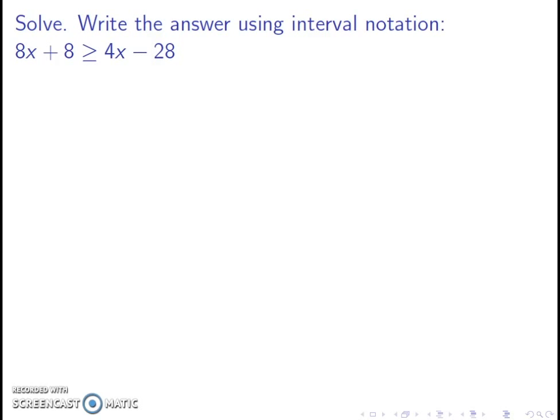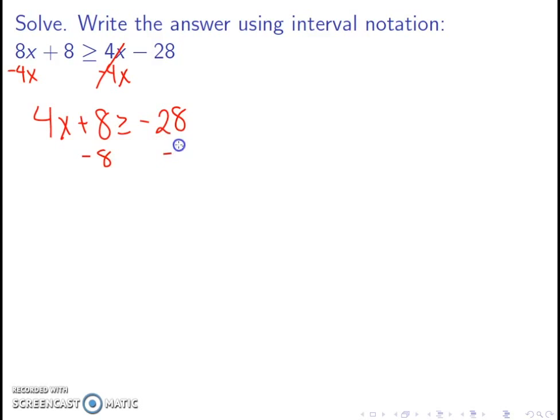Next, we'll solve this equation, writing our answer using interval notation. So we start by solving the same way we would solve an equation. We're going to start by getting the x's together. And we'll do this by subtracting 4x. So on the left, I have 4x plus 8, greater than or equal to, on the right, negative 28.